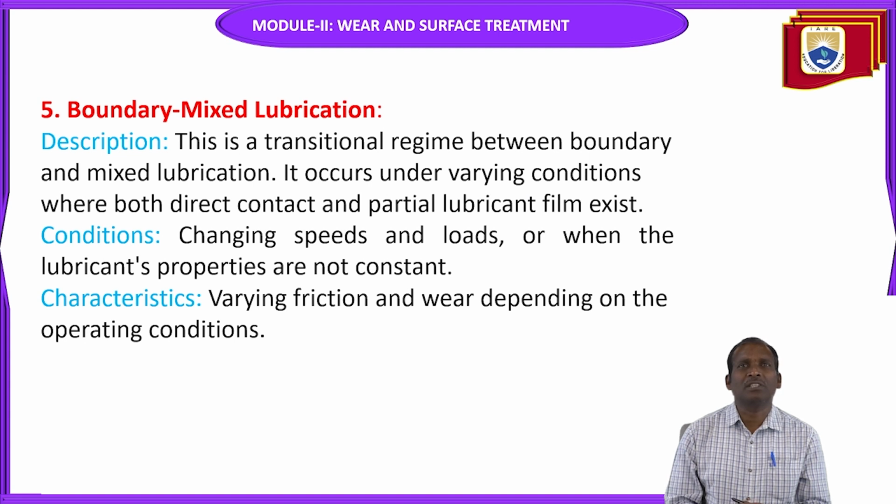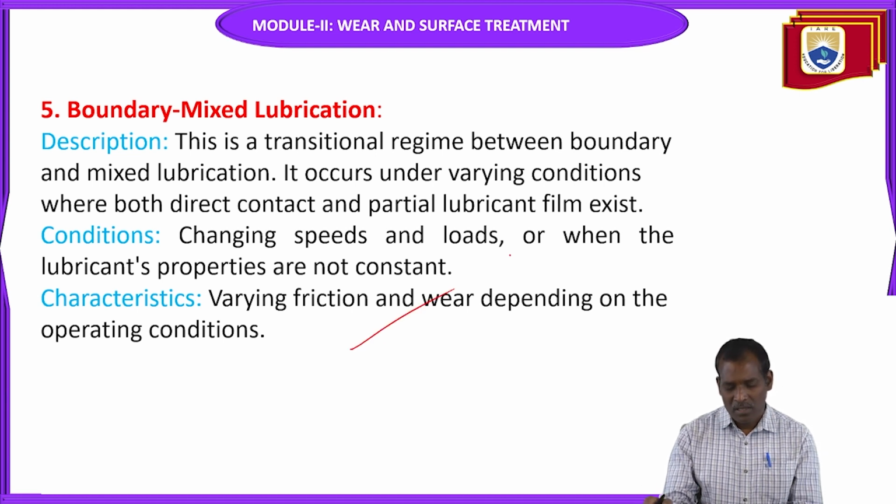Next one is boundary mixed lubrication. This is a transitional design between boundary and mixed lubrication. It occurs under varying conditions where both direct contact and partial lubricant film exist. The conditions are changing speeds and loads, or when the lubricant's properties are not constant. The characteristics are varying friction and wear depending on the operating conditions. This type of lubrication system is called boundary mixed lubrication.